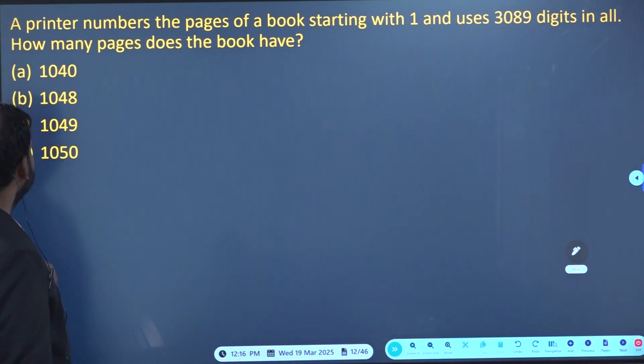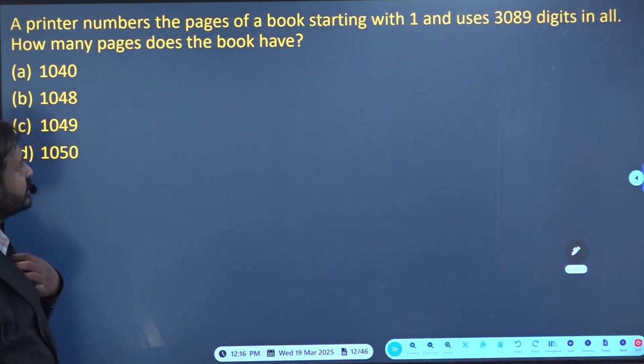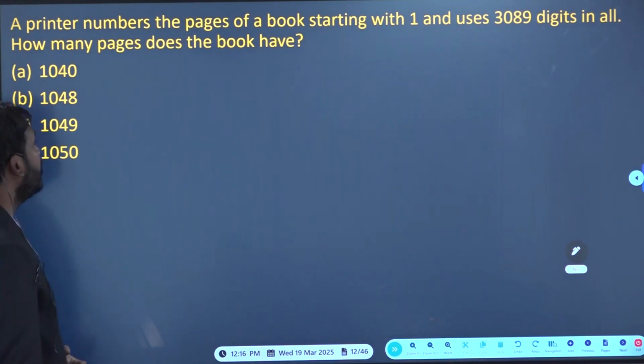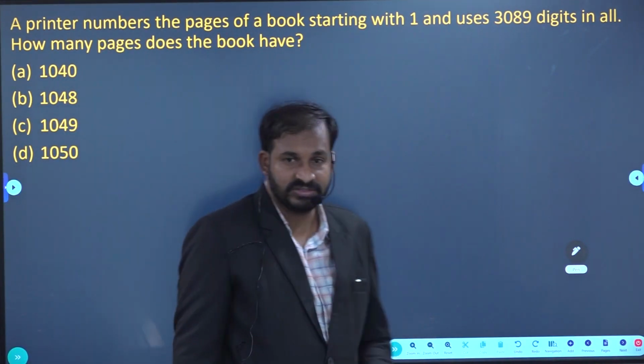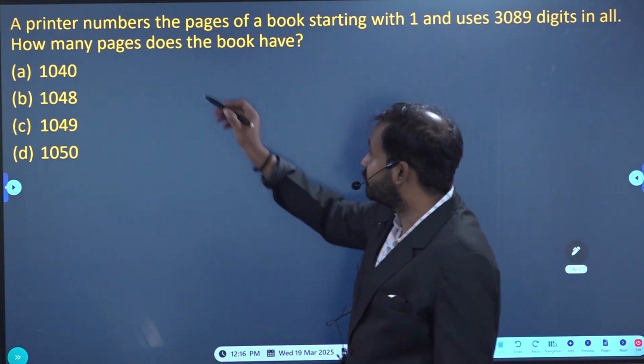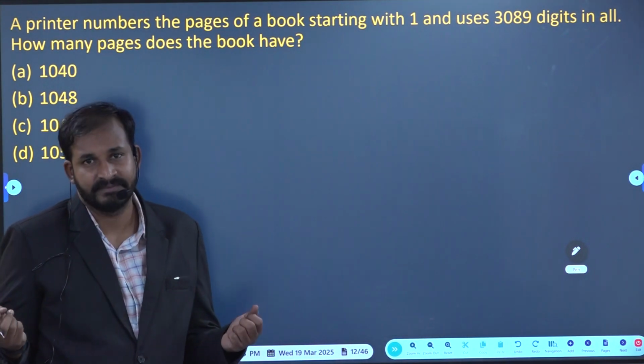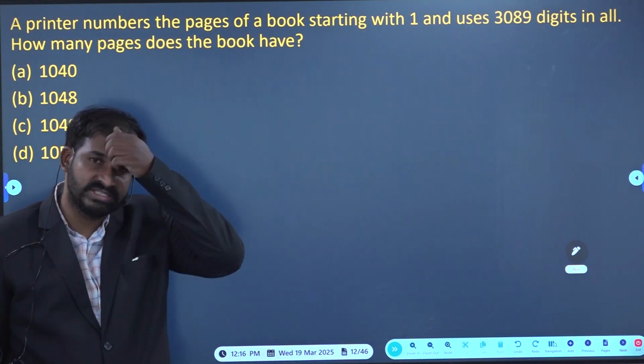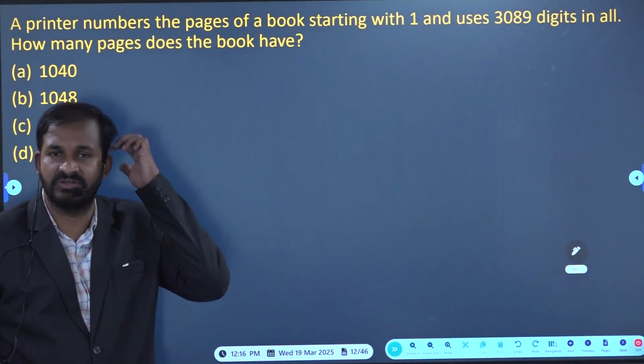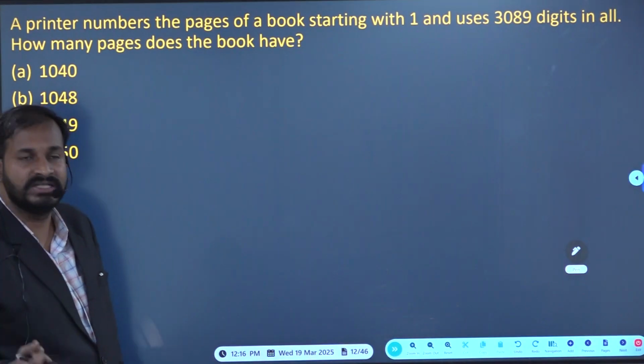A printer numbers the pages of a book starting with 1 and uses 3089 digits in all. How many pages does the book have? This type of question is also very commonly asked. Counting of digits. We should know how to count the digits, then only it will be easy for us to get the answer.